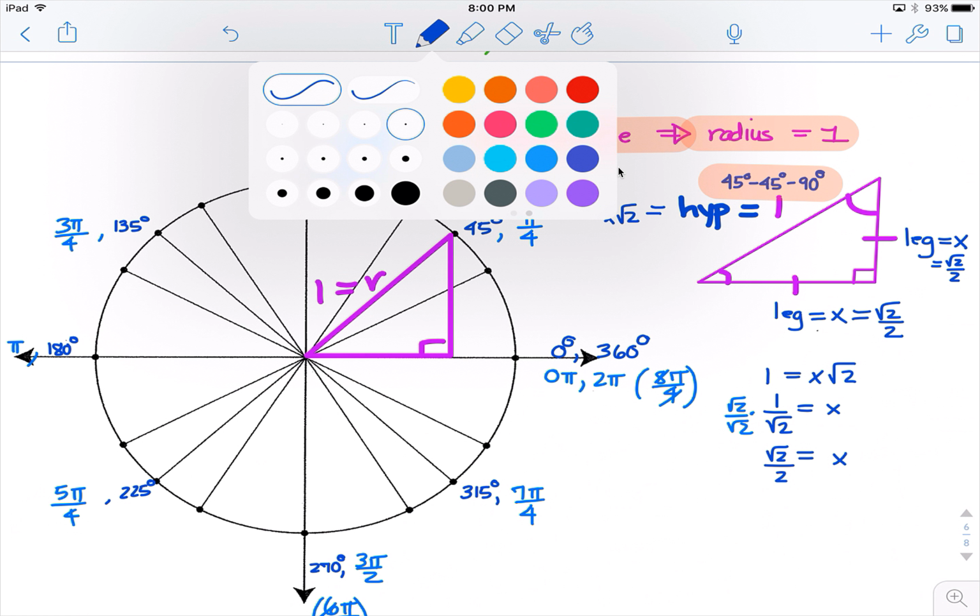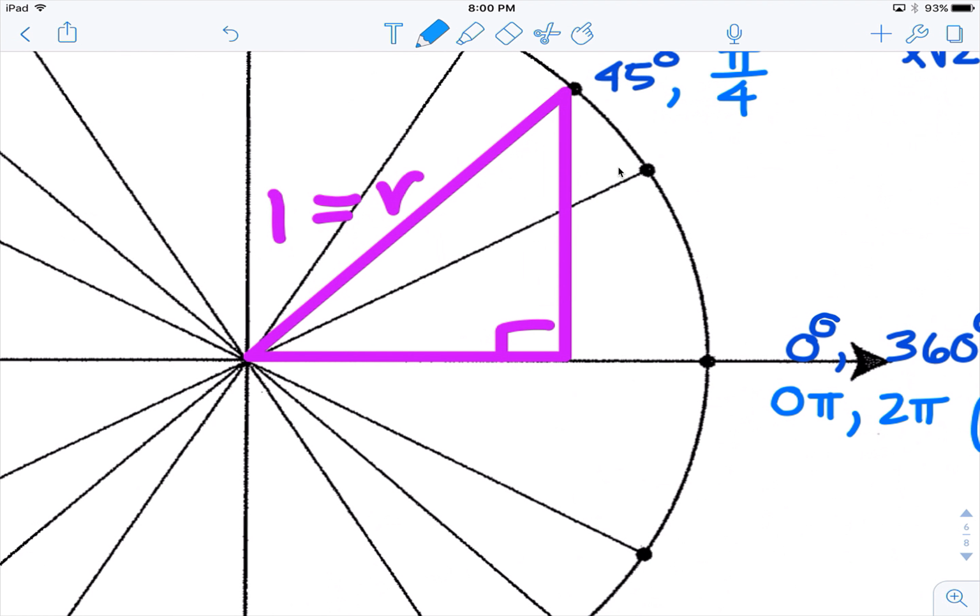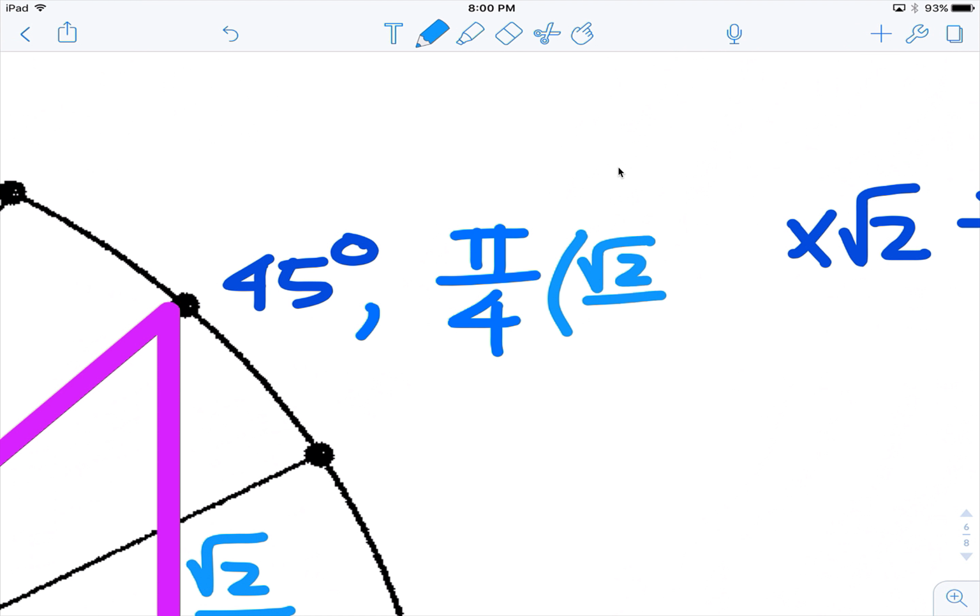So that means that this length is root 2 over 2 and this length is root 2 over 2 if the radius is 1. That means the coordinates at 45 degrees would be square root of 2 over 2, square root of 2 over 2 for the x and the y values.